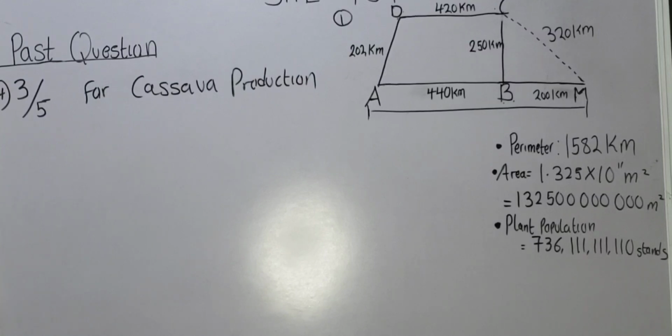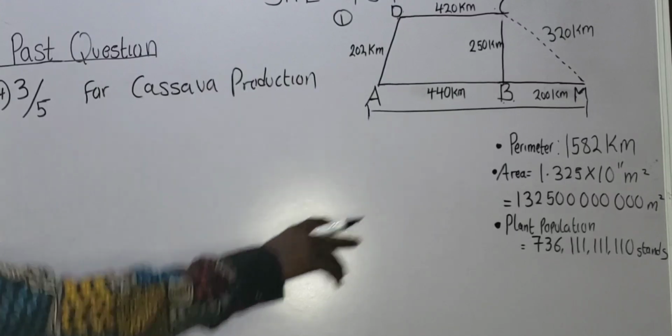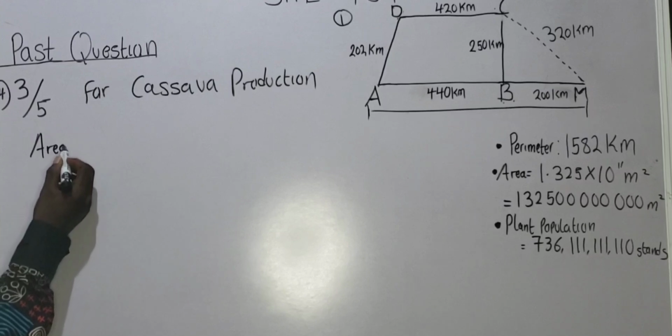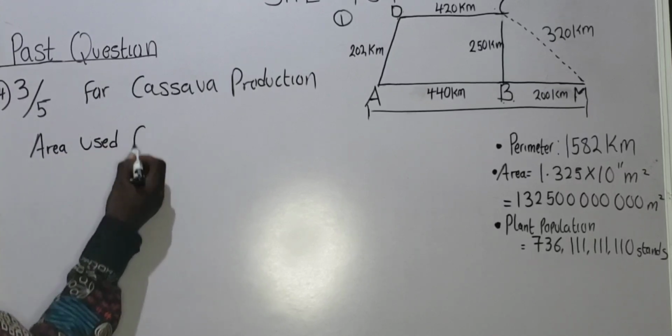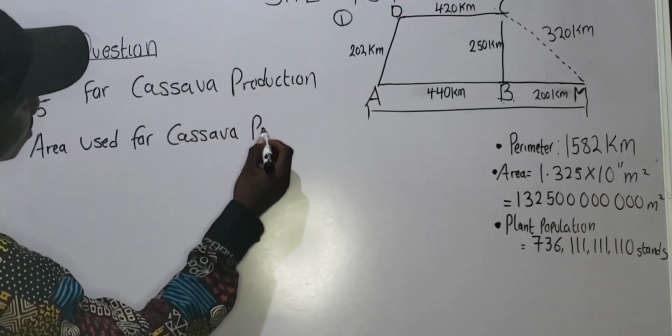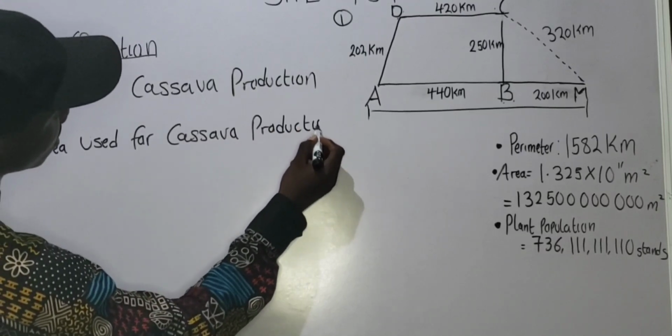Now, in order to get the area that is left uncultivated, we have to first get the area that is used for cassava production. The question states thus: 3/5 of the total area was used for cassava production. So, in order to get the area that was used for cassava production, I have to calculate the 3/5 of the total area. So, that's the first thing I'm going to get. Area used for cassava production. That's what I want to calculate now, okay?